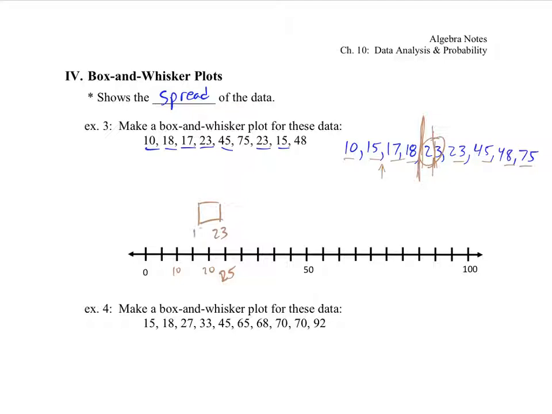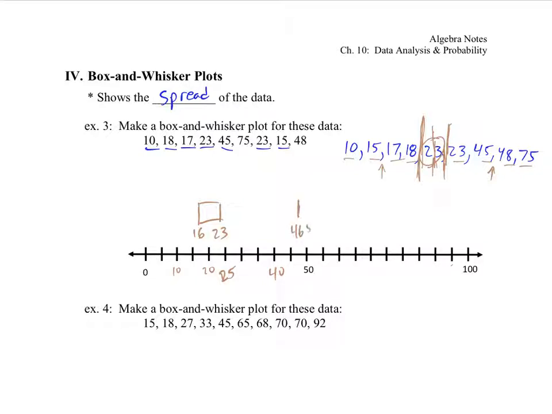And that's going to be kind of the lower end of my box. So I'll call that the lower quartile. And now I can take these upper 4 numbers. Do you agree my median's halfway between 45 and 48? Yep. So 46.5. So 46.5 is a little over 45.